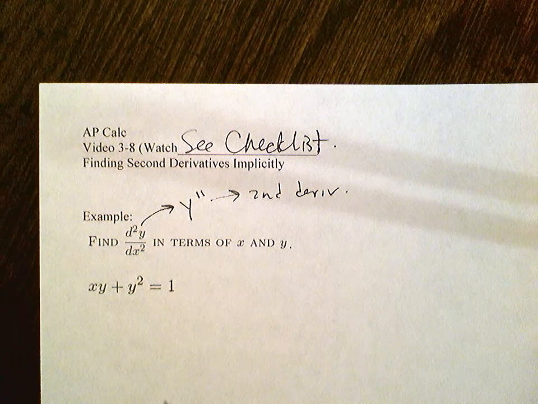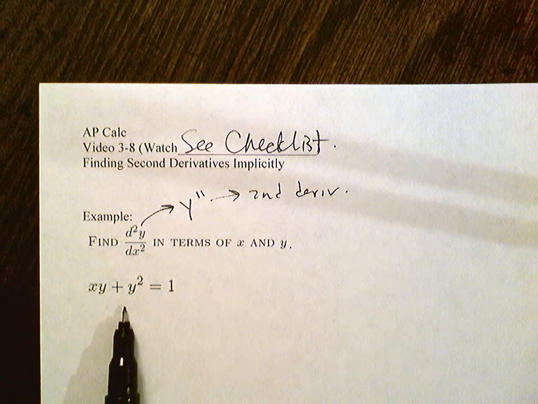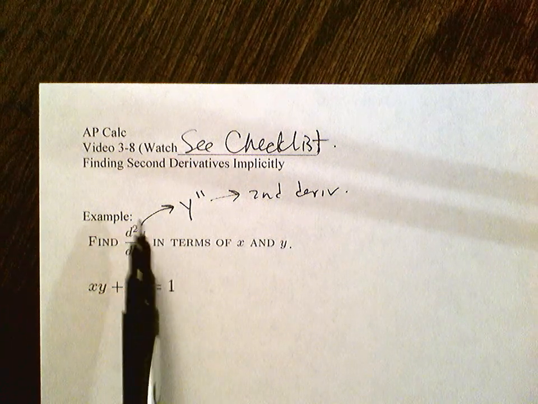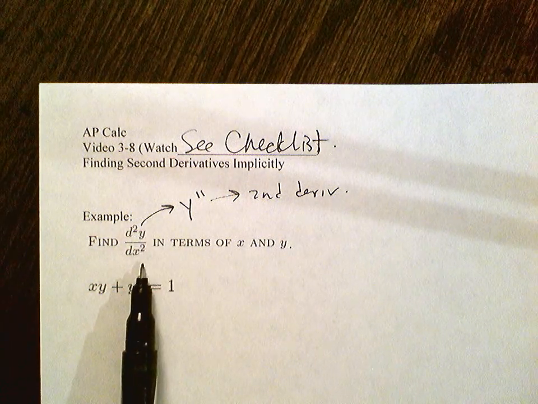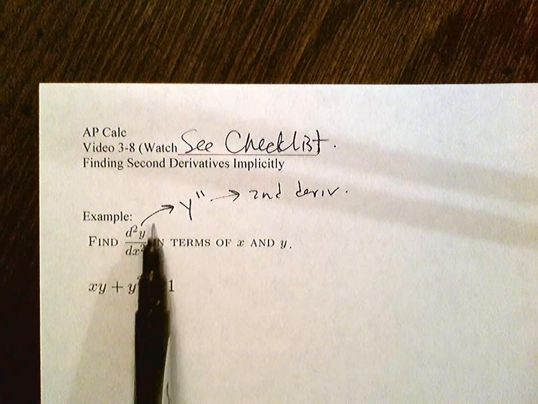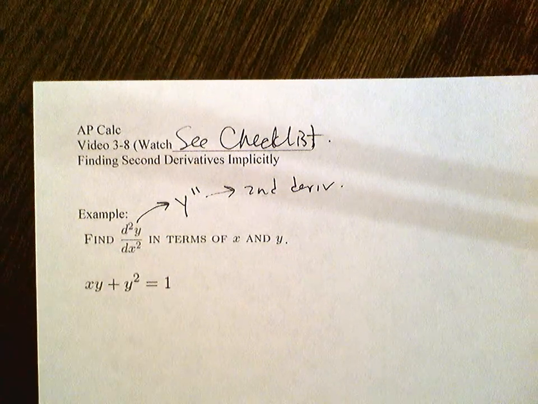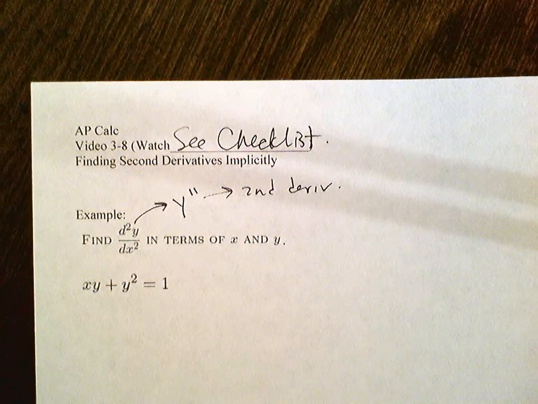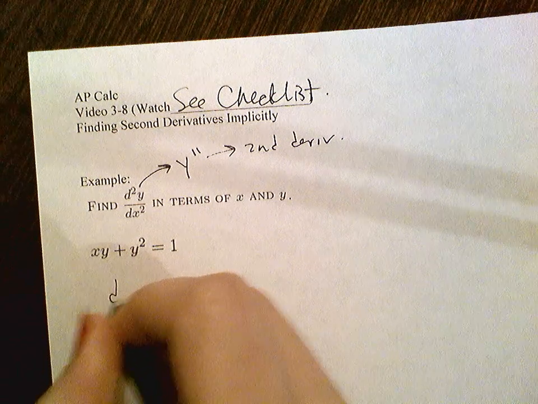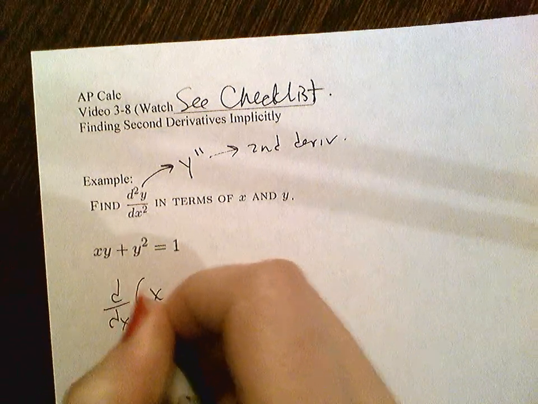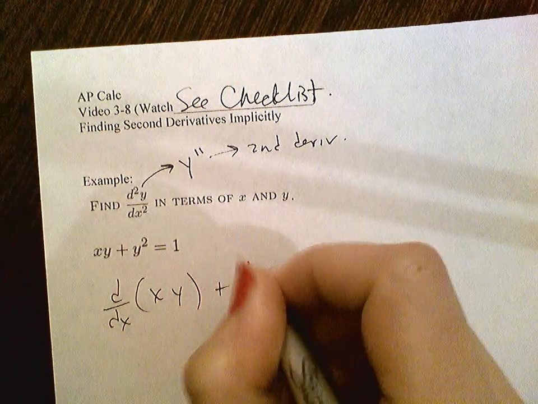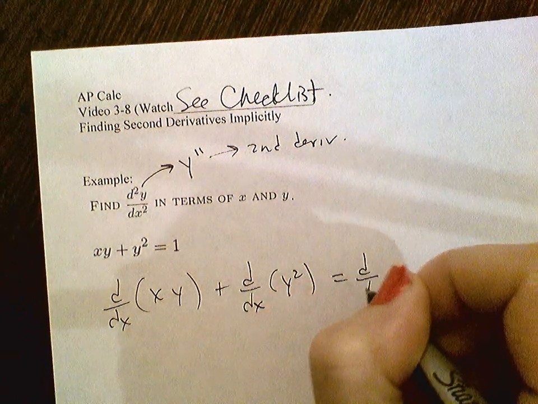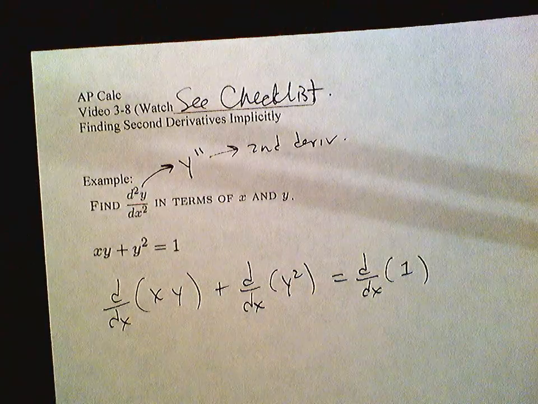And I know without being told that I've got to do implicit differentiation, because I'm finding a derivative of y with respect to x, since it's d y over d x in the Leibniz notation. And the x's and y's are mixed together. y is not solved for. Okay, so I go like this: d dx of xy plus d dx of y squared equals d dx of 1.